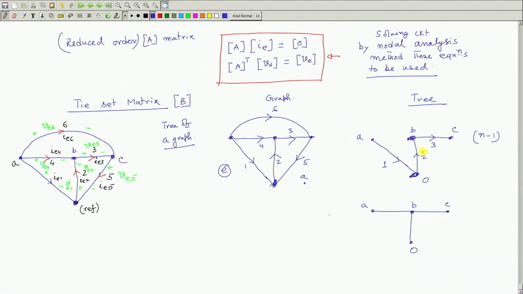These edges are given a separate name called twigs. The number of twigs is equal to n minus 1. In this case, it will be 3. Got the idea? And it is denoted by the letter T. T is not time, it is the number of twigs present in this one.